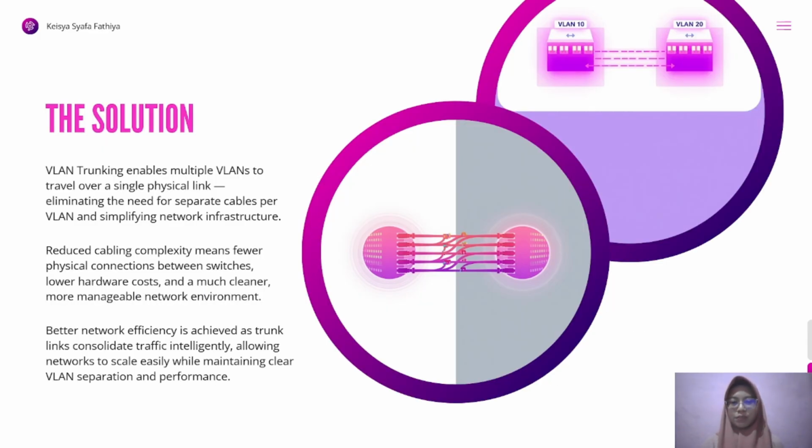To solve this problem, VLAN trunking was introduced. Instead of using multiple physical connections, a single trunk link can carry traffic from multiple VLANs simultaneously. This approach reduces cabling requirements and makes the network more efficient.